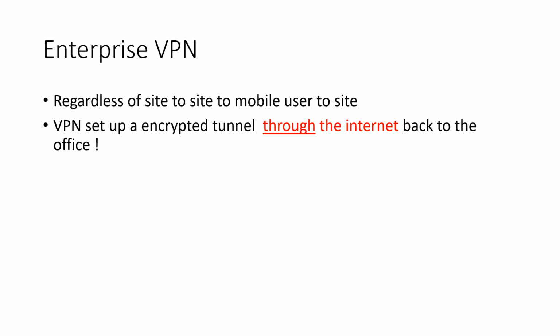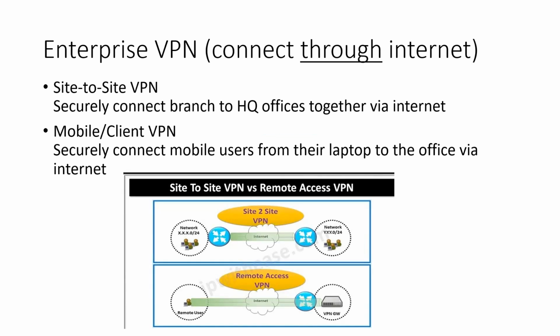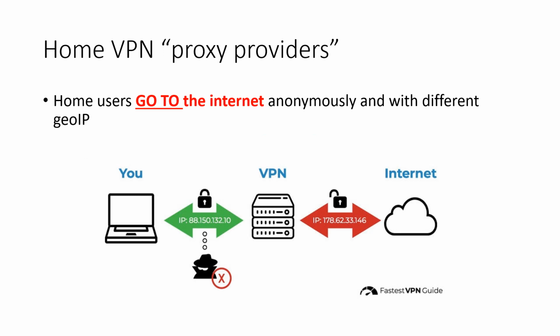But remember, here we're not trying to use the internet as the destination; we're using the internet as a conduit to connect back to our office resources. So the VPN sets up an encrypted tunnel through the internet to connect back to the office, as opposed to the home VPN connecting home users to the internet anonymously. So I hope you can now see the difference between the home VPN service and the enterprise VPN service.